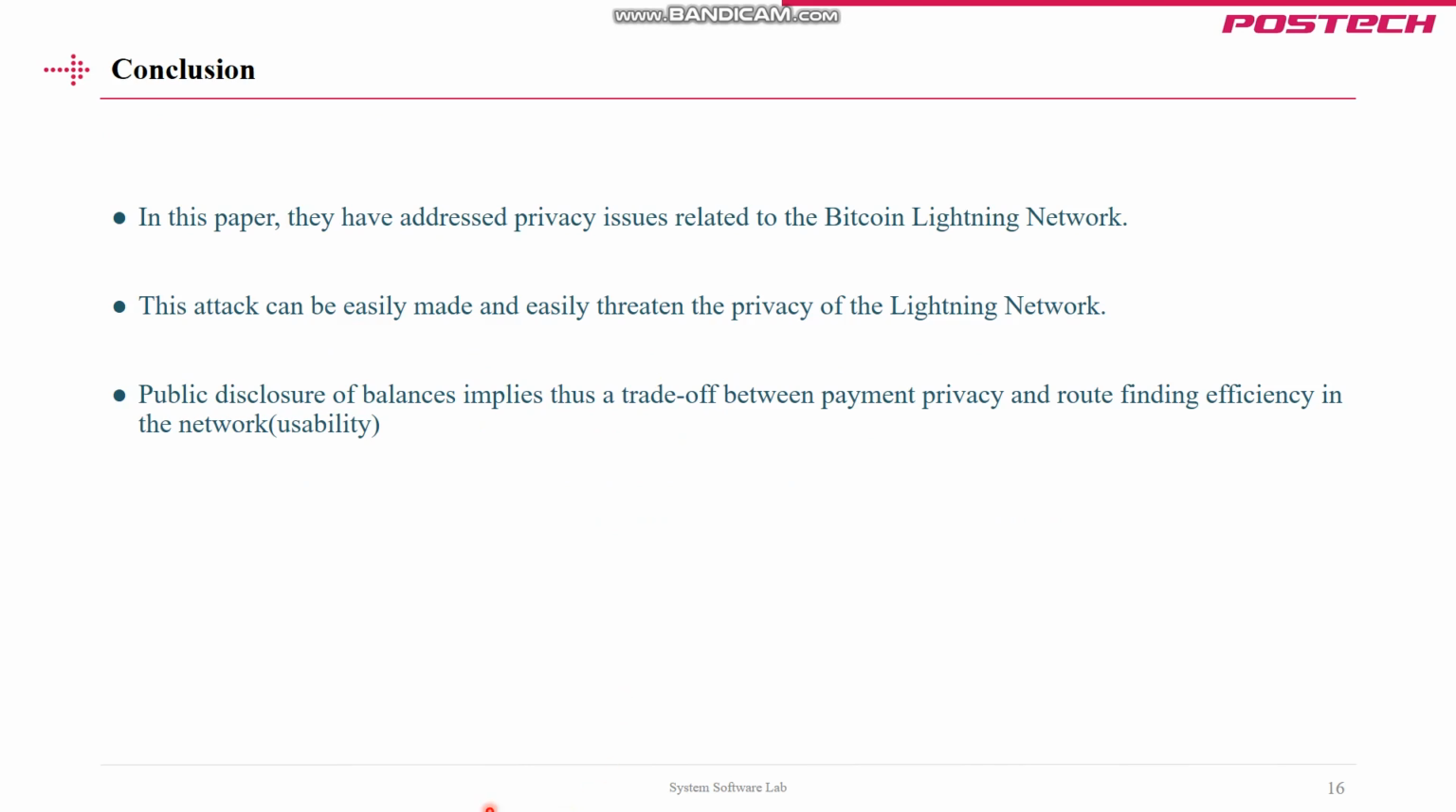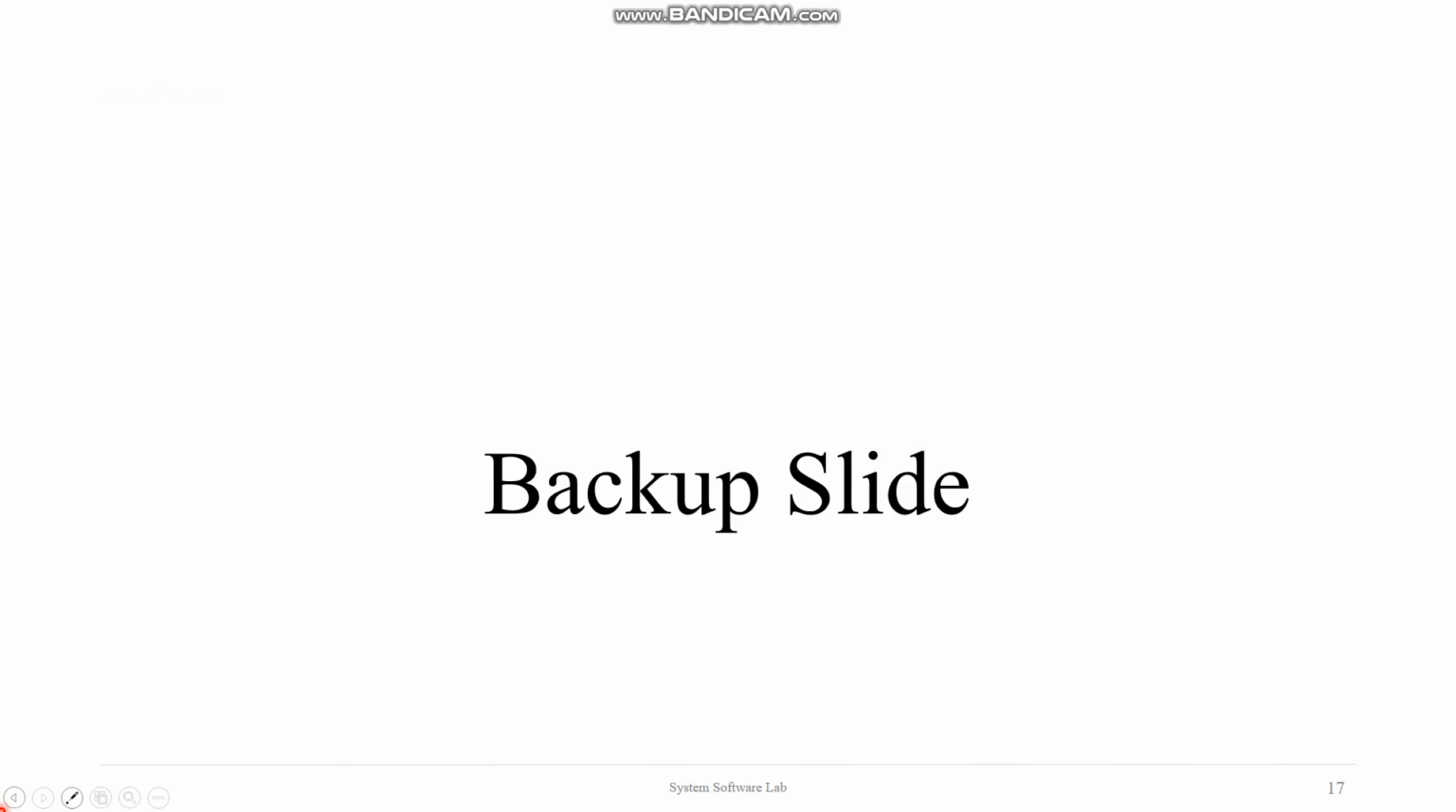Okay, this is the conclusion of the paper. In this paper, they addressed the privacy issues related to the Bitcoin Lightning Network, and this attack can be easily made and easily threatens the privacy of the Lightning Network. The public disclosure of the balances implies a trade-off between payment privacy and route finding efficiency in the network, which means usability.